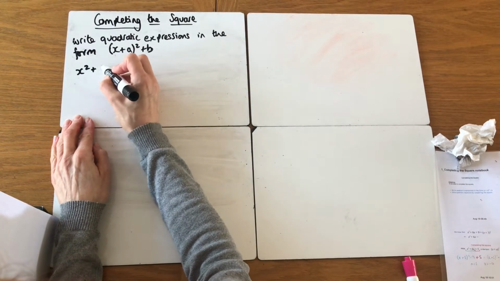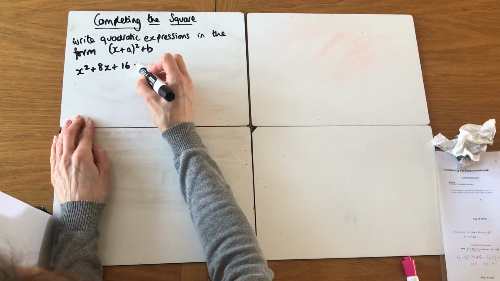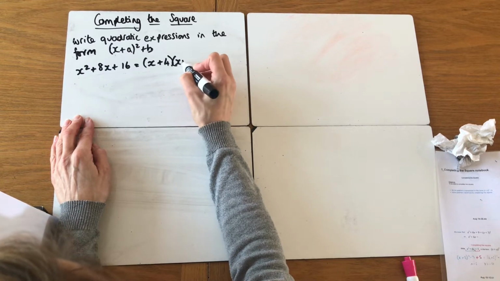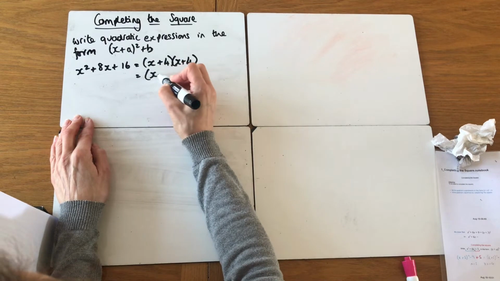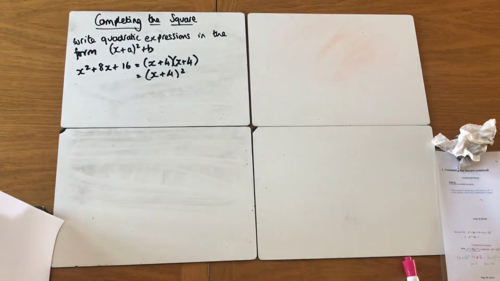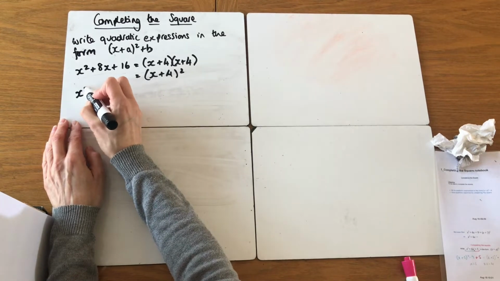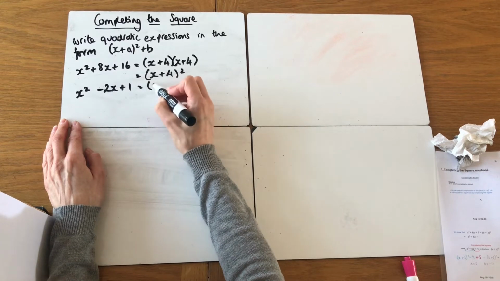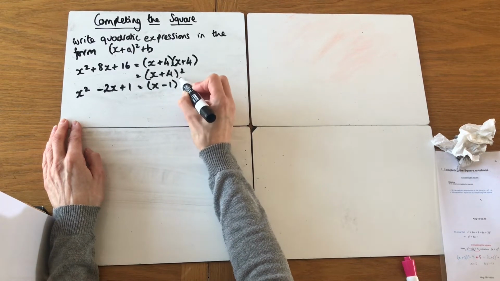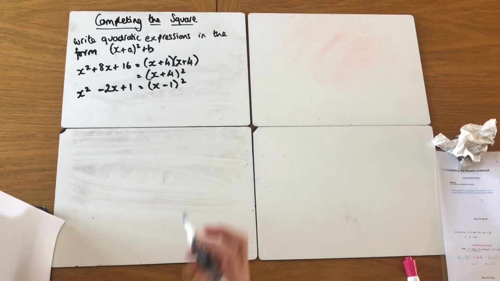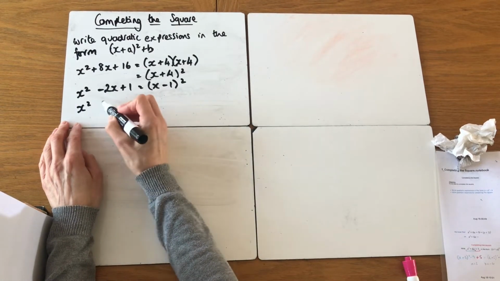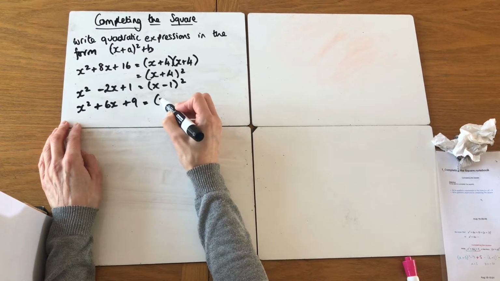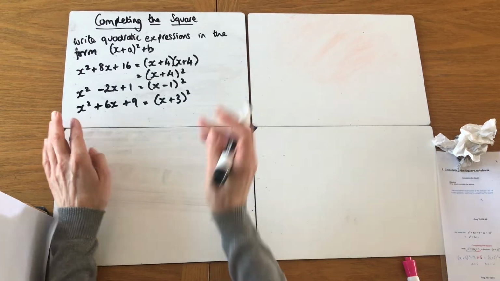If we've got x squared plus 8x plus 16, this would factorise to x plus 4, x plus 4, which we could write as x plus 4 all squared. Let's have a look at another one. X squared minus 2x plus 1 would factorise to x minus 1 all squared. And a third one, x squared plus 6x plus 9 would factorise to x plus 3 all squared.